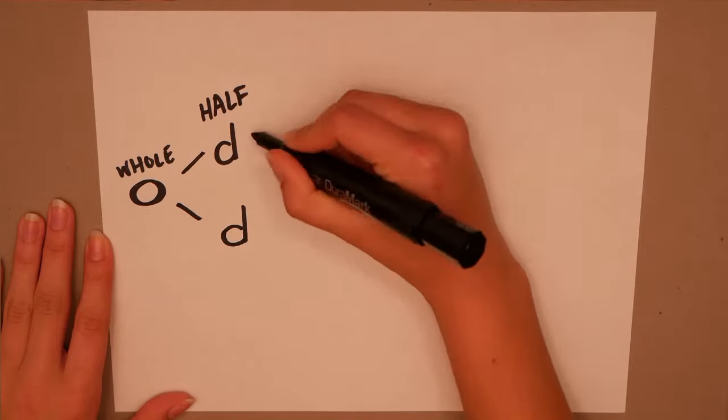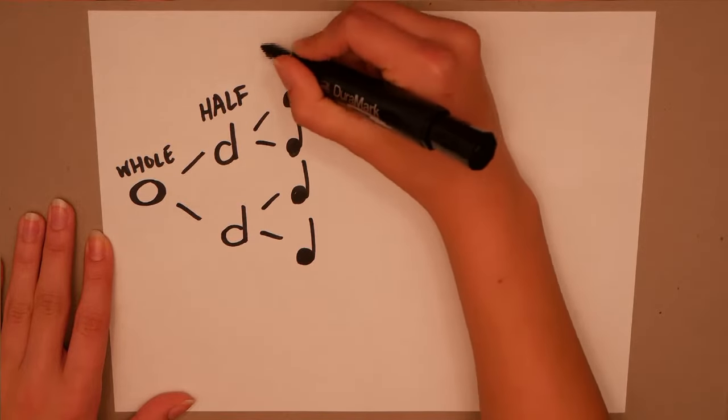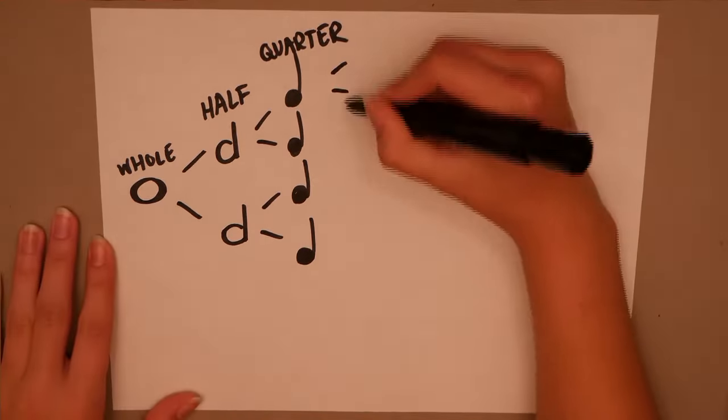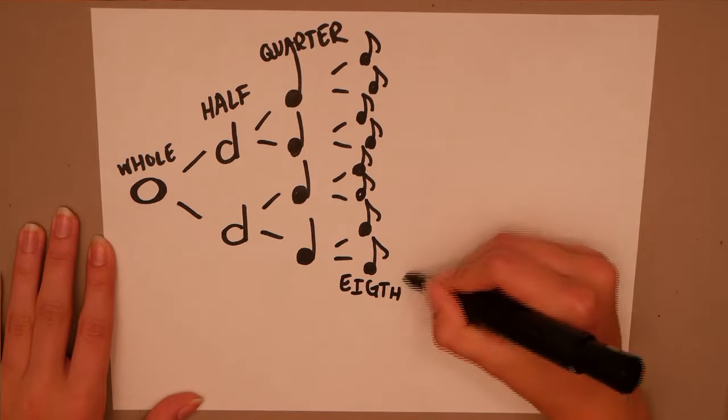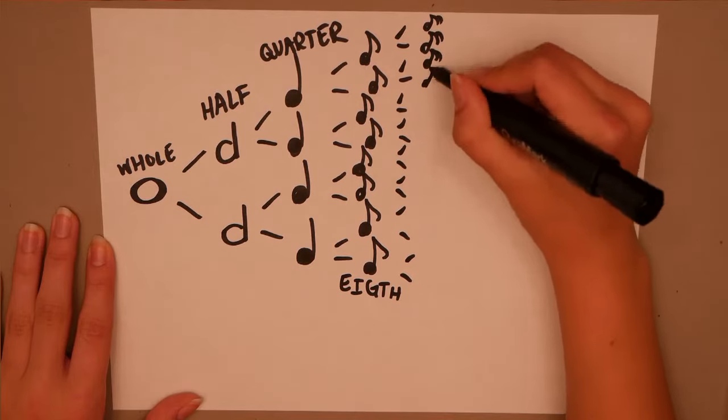This means a whole note can be broken down into 2 half notes. The 2 half notes can then be broken down into 2 quarter notes, and so on and so forth. Once you get into smaller values, each additional flag on the note divides the value by 2.